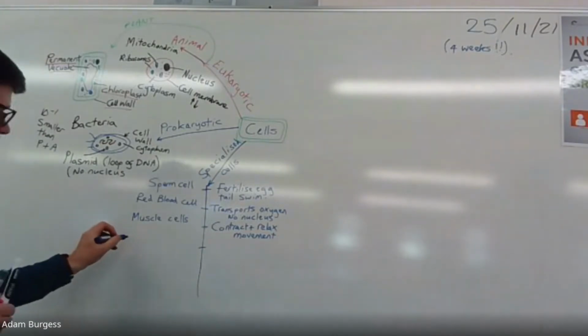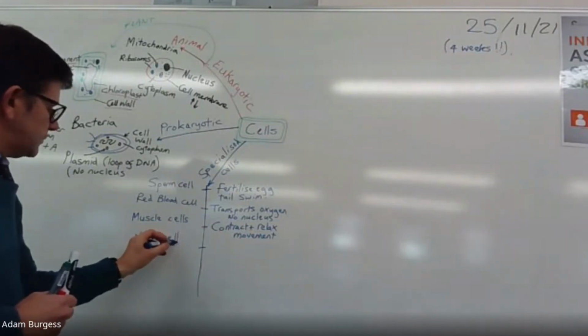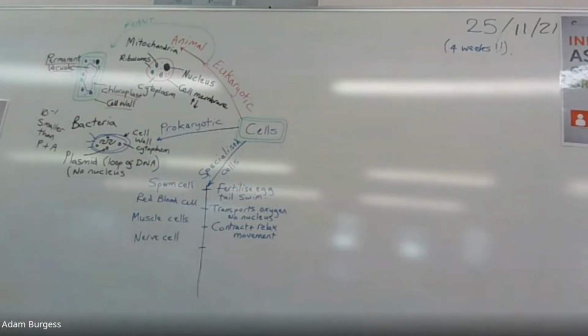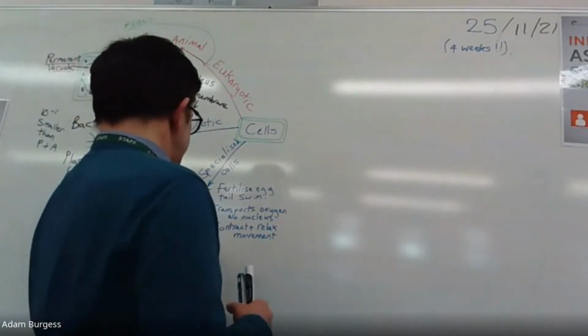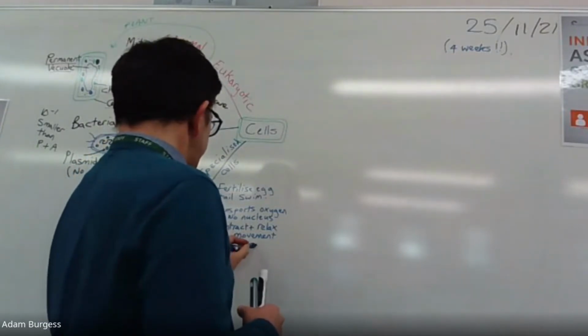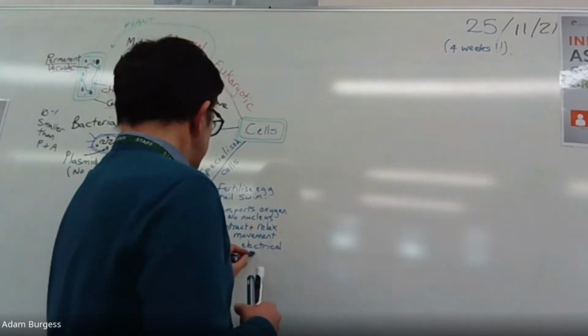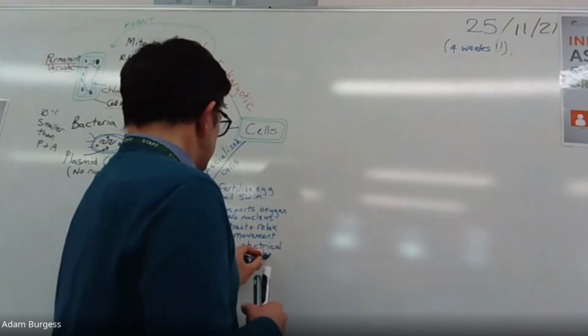Nerve cell. What do nerve cells do? Yeah, they carry electrical impulses, electrical signals. So they carry electrical impulses around the body, is what they do. Good.